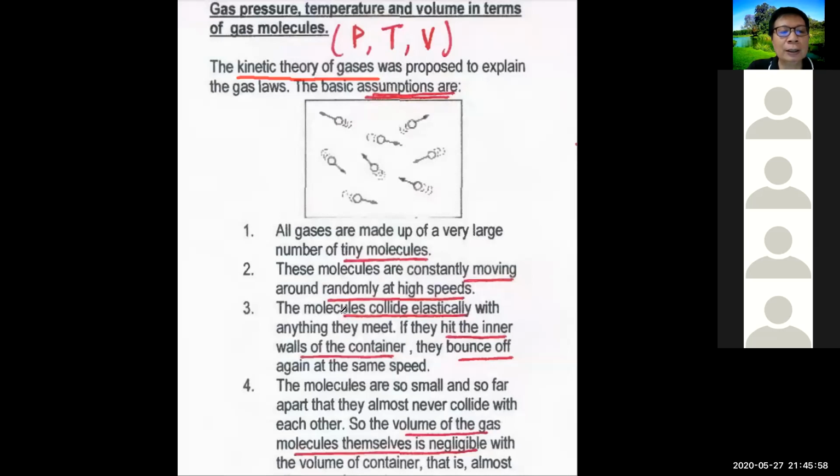Third assumption, the molecules collide elastically. Elastic collision. Do you remember or not? That means the molecules that collide bounce back elastically with anything they meet. If they hit the inner wall of the container, they bounce off. So you see here, this is a container, right? When a gas molecule hits the wall of the container, it bounces back. See, this one hits here, so it gets bounced back, hits here then bounces back.